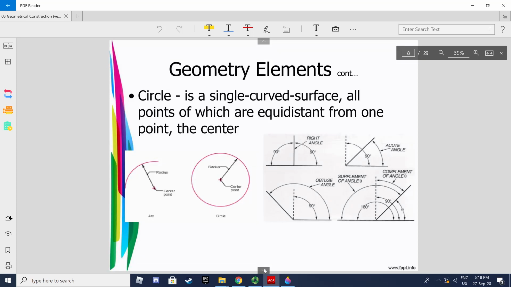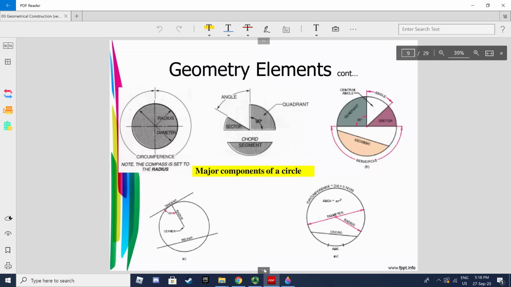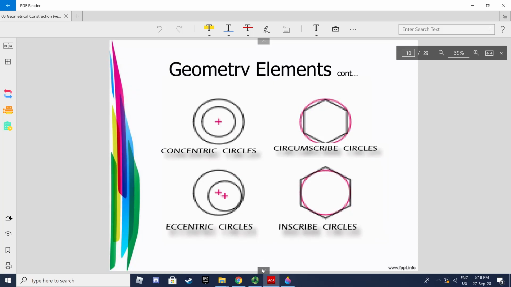Of course, if you want to construct a circle, you just use the compass. If you want to have the circle, you need to decide the radius and pinpoint the center of the circle and you draw on it. And this is the certain geometrical element of the circle. If you cover a certain angle, it's called sector. Quadrant is a quarter of the circle, and you have some cross section along the center, that is called a chord cross segment. And these are some of the geometric elements here.